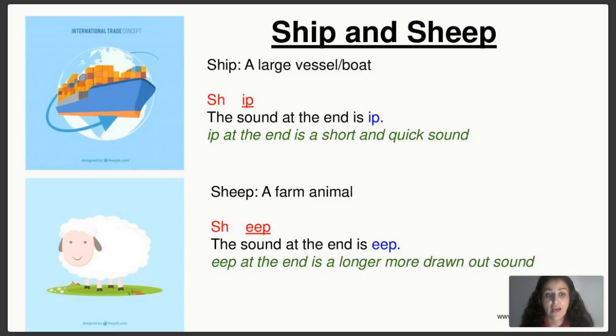And then sheep, the farm animal, okay? And the sound at the end is eep, sheep. So the eep at the end is longer, more drawn out sound. So I think this is where you can differentiate. If you say ship, ip is quick, and sheep, sheep is longer. Ship, sheep. So think of the ip sound and the eep sound.